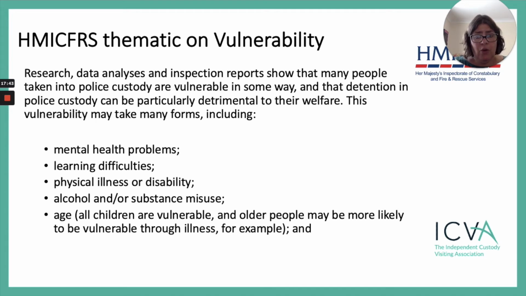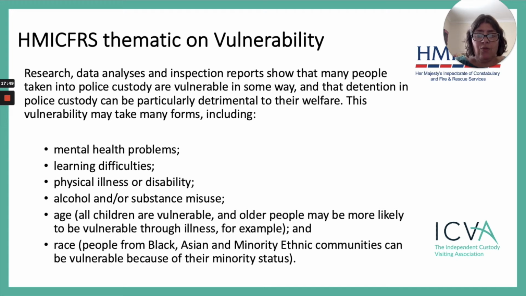As we said before, all children are vulnerable, and older people might be likely to be more vulnerable through illness, for example. And race. So people from Black, Asian and minority ethnic communities can be vulnerable because of their minority status. So this is the definition of vulnerability that HMICFRS use. It's really worth noting that these aren't siloed vulnerabilities, so it's not beyond the bounds of possibility for someone to have a mental health condition and be a child, or for someone to have alcohol misuse and also have a learning difficulty. So it's really important to note that people might have one or more vulnerabilities from this list. They're not mutually exclusive.